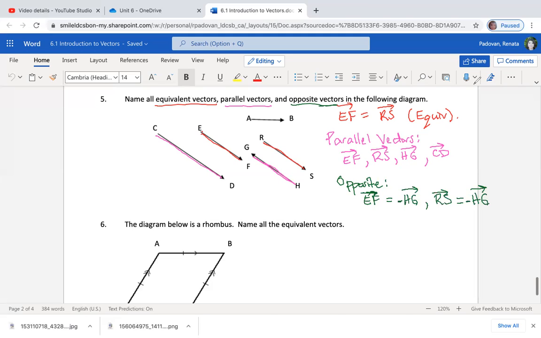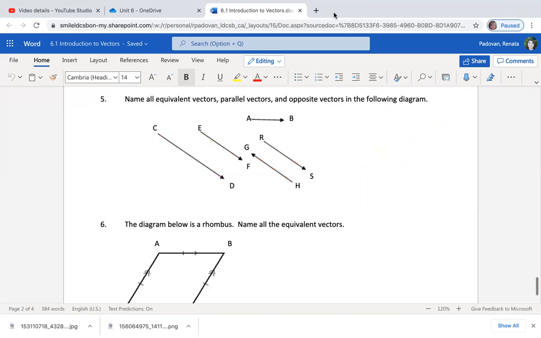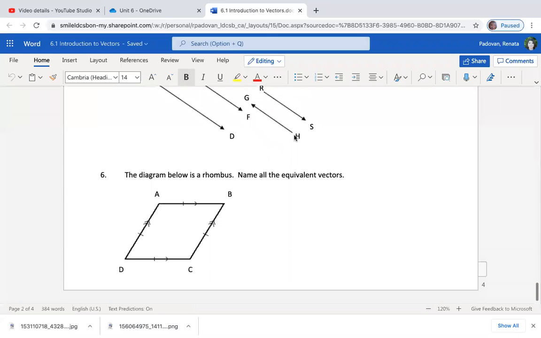So moving on to number 6. Last one. The diagram below is a rhombus. Name all the equivalent vectors here only. So equivalent is exactly, right? So equivalent would mean exactly the same length, but also exactly the same direction. So equivalent, we want to just maybe say here, same length and same direction.